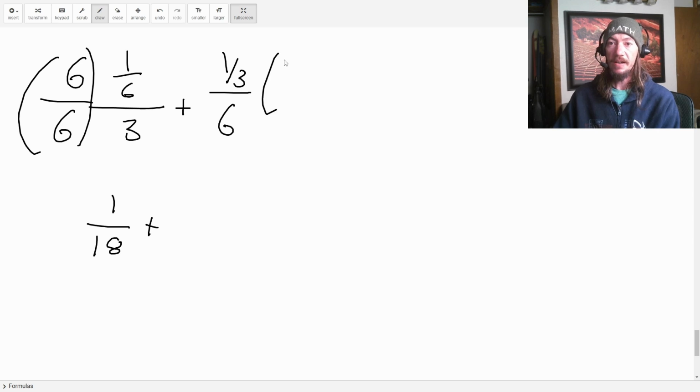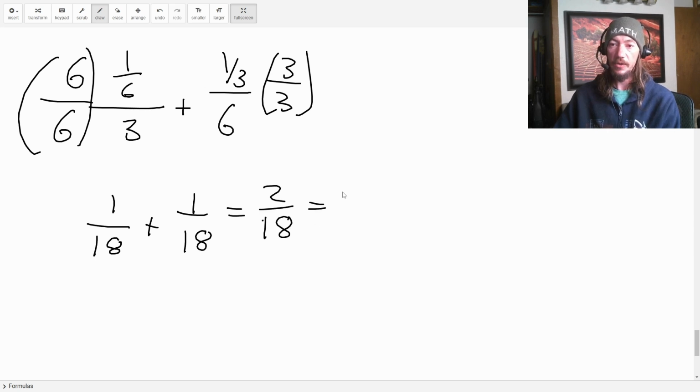Same thing over here, except I'm choosing 3 over 3 because that's what would undo this fraction here. So this now becomes 1 over 18. Now we can add these together normally. This is 2 over 18, and that reduces to 1 over 9.